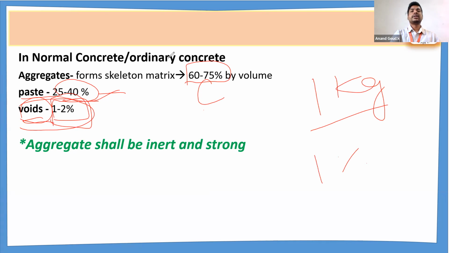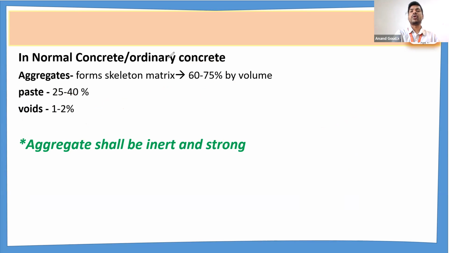So here the aggregate percentage is 60 to 75%, paste volume is 25 to 40%, and voids content is 1 to 2%. This part is very, very important. What is the volume of aggregates in a concrete? In a normal concrete it is 60 to 75. You have to remember that, you may get the question in competitive examinations also. So the percentage of aggregates in a normal concrete is 60 to 75%.